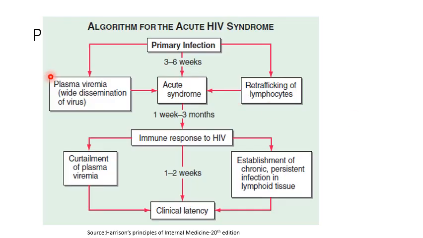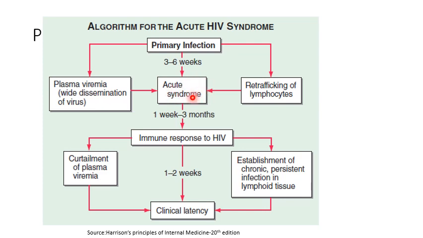Okay, so what happens when the infection with HIV occurs? So first there is a primary infection. Whenever the patient gets infected with HIV, there is a stage of primary infection. After a lag time of 3 to 6 weeks, the patient presents with acute HIV syndrome, which consists of fever, myalgia, lymphadenopathy, sometimes meningitis.